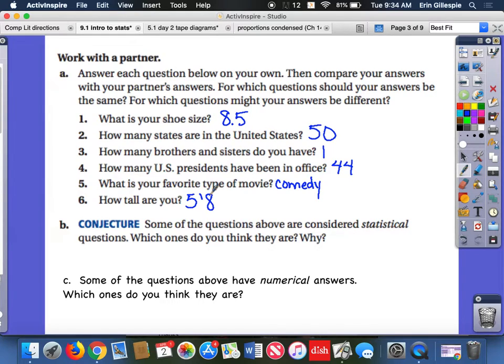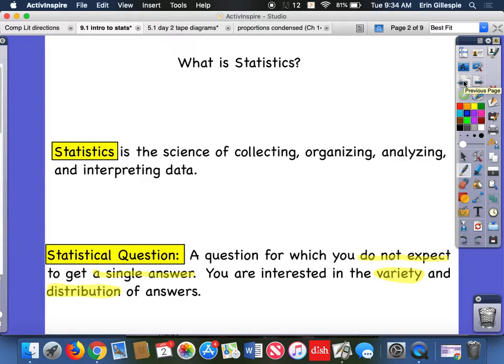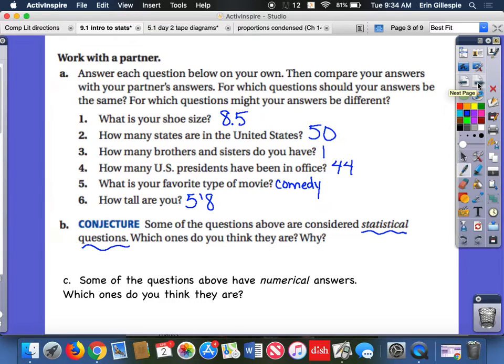So look at part B here. It says, some of the questions above are considered statistical questions. Which ones do you think they are and why? Well, that's the definition you just wrote down on the last page. We look back at it for a second here. Remember, statistical questions are ones for which you do not expect a single answer. You're expecting to get a variety of answers, and that's what you're interested in. So using the numbers here, which of these do you think are statistical questions? Pause and take a minute to write that down.